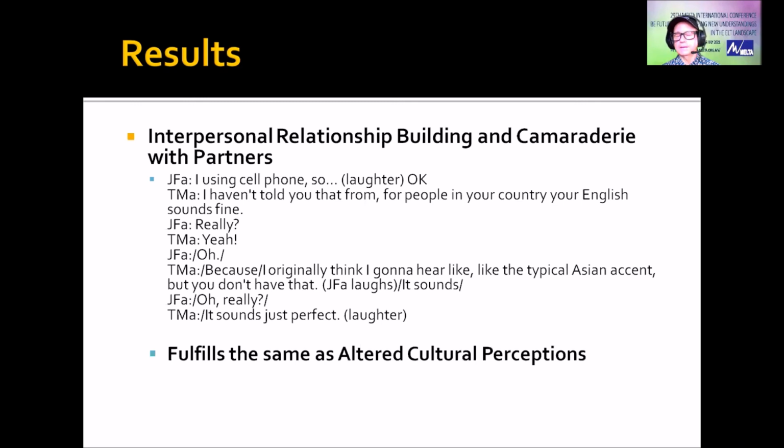Again, actually, this is the dialogue between my lower level English student from Japan and this kind of higher level Japanese man. And he uses positive politeness to build her up so that she will feel more comfortable in the conversation. And he tells her, you know, I don't really hear your accent. And she feels very, very relieved to hear that. So again, this fulfills this kind of interpersonal relationship building and also politeness.